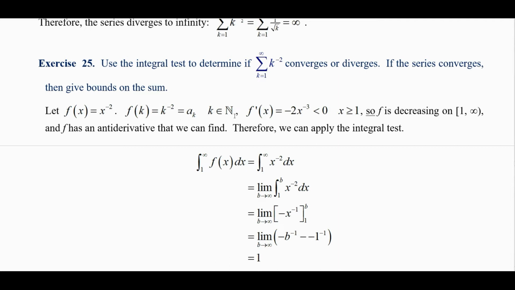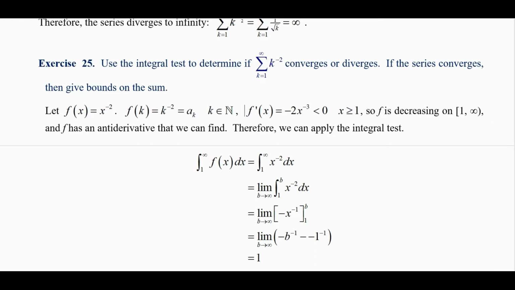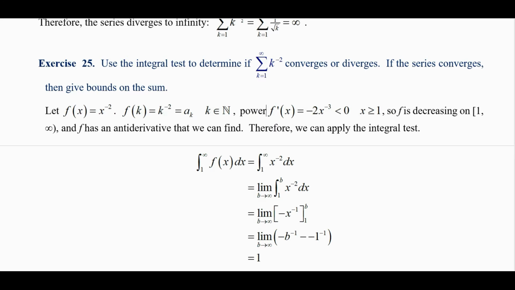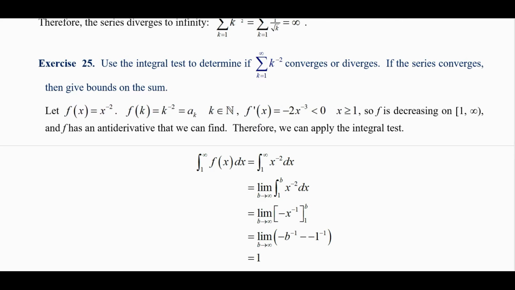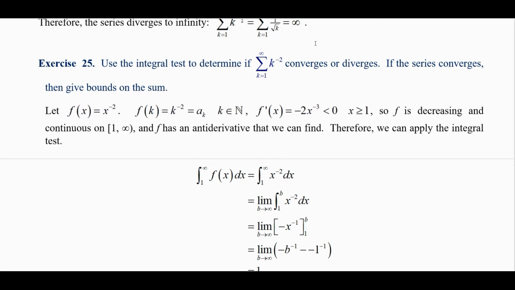Now we have to show it's decreasing and continuous. We basically know this: power functions are continuous. So we got that part. How do we show it's decreasing?